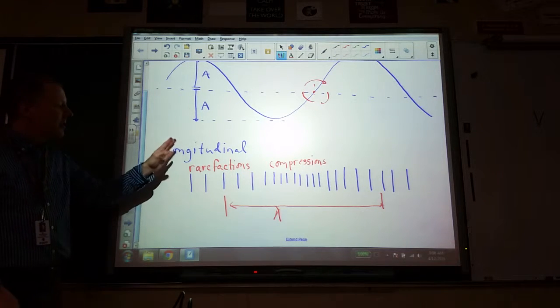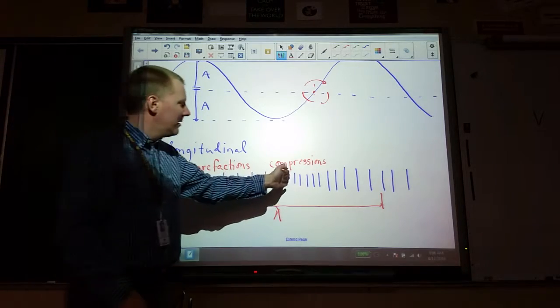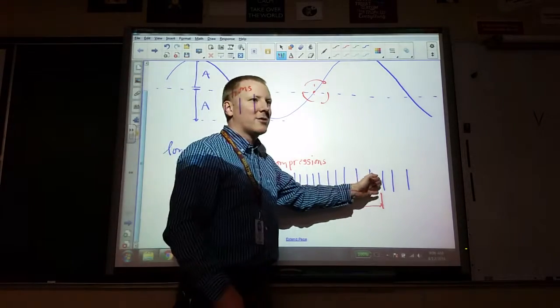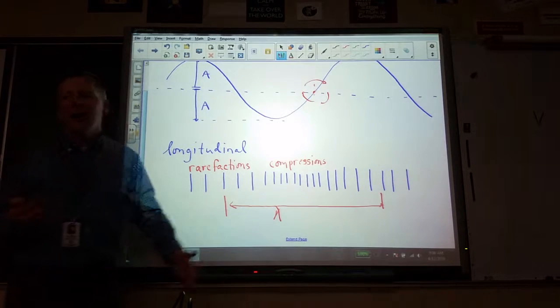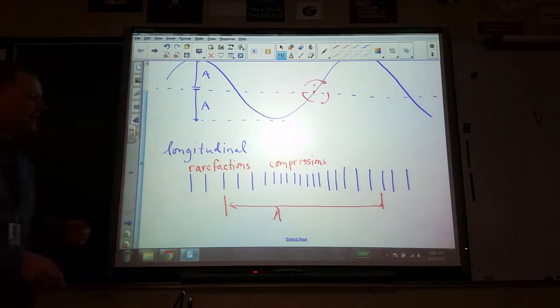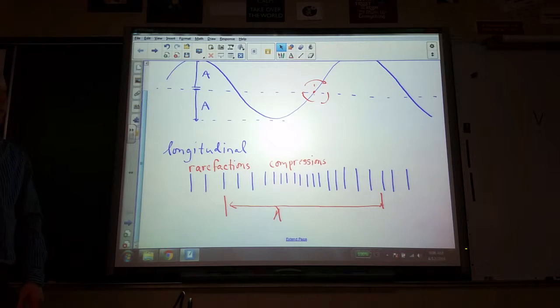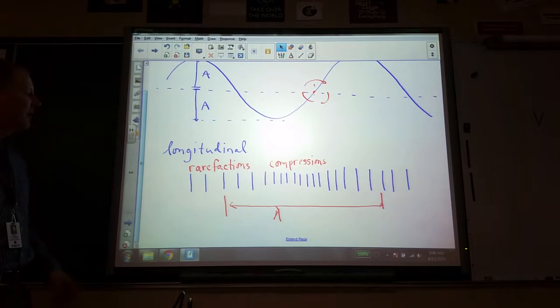So it's a pattern of squished parts and stretched parts in the medium, in the air or in the water or whatever. Can travel through solids as well. It's very hard to talk through a solid, but that's something else entirely. The sound itself travels very, very quickly.